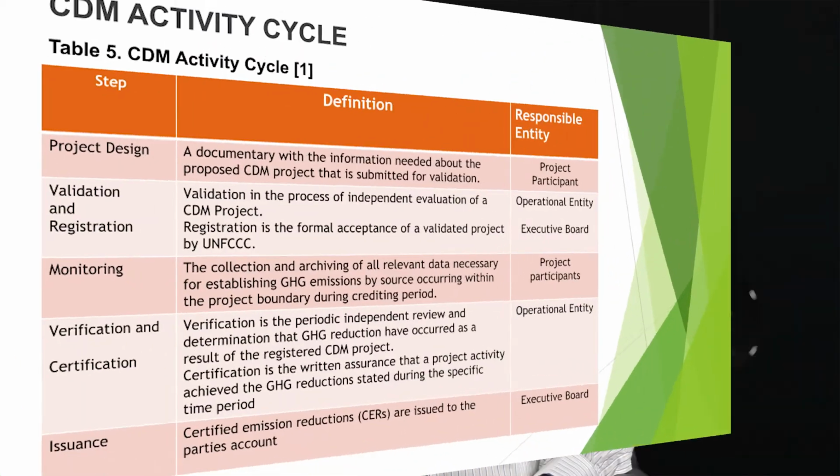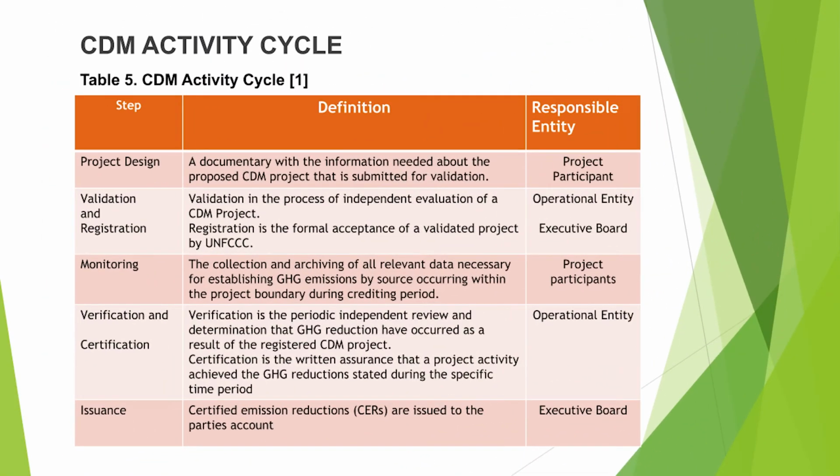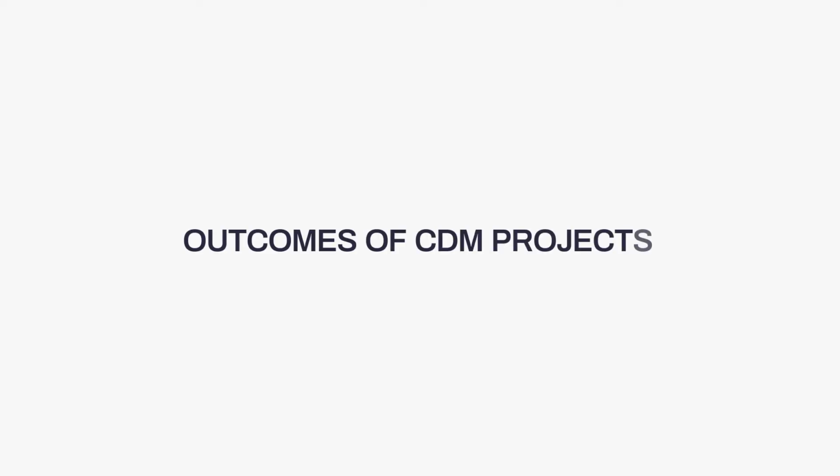Now, here you can see the CDM activity cycle. These are the steps. The first step is project design. Second is validation and registration. The third is monitoring, verification and certification, and the issuance. The definitions are given against each step, and the responsible entity for project design is the project participant. For validation and registration it is the operational entity, which also includes the executive board. Monitoring is done by the project participants, verification and certification is done by the operational entity, and issuance is done by the executive board.